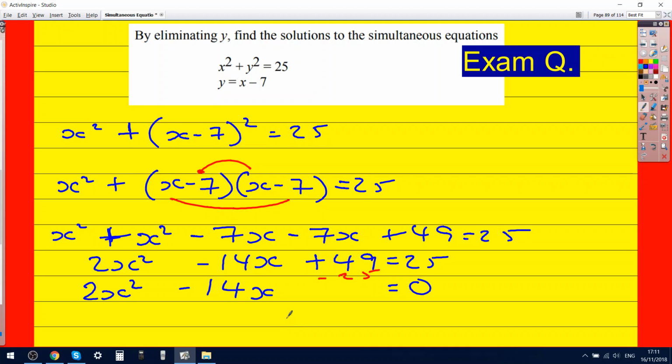You would get 2x squared would stay the same, minus 14x, minus 24. So add 24. How do you solve that?